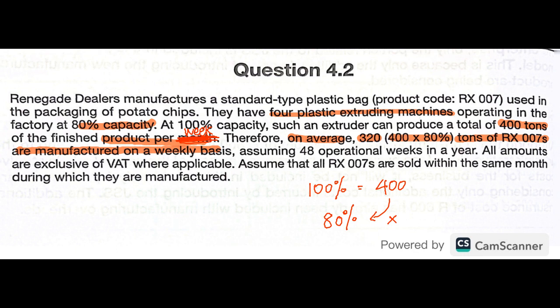And they said to you, assume that there are 48 operational weeks in a year. All amounts are exclusive of VAT where applicable. Assume that all of the products are sold within the same month during which they are manufactured. So from the information we have now been given, we know that 320 units is produced per week.